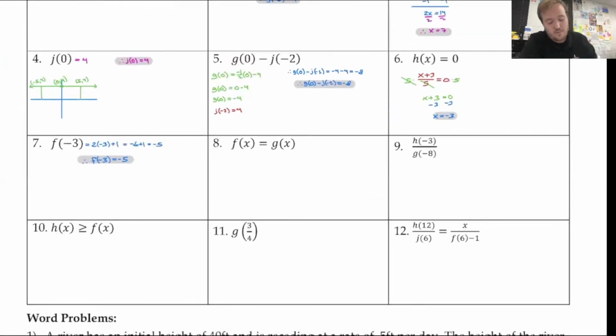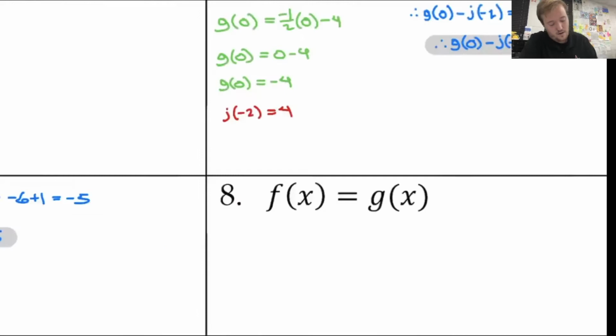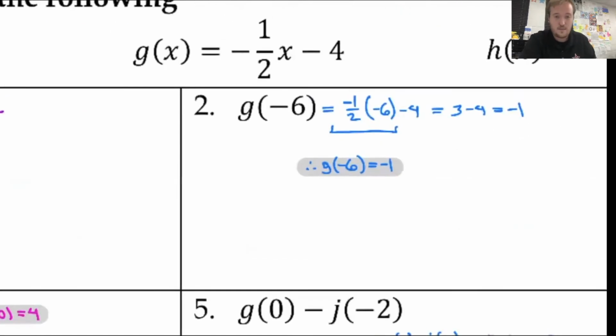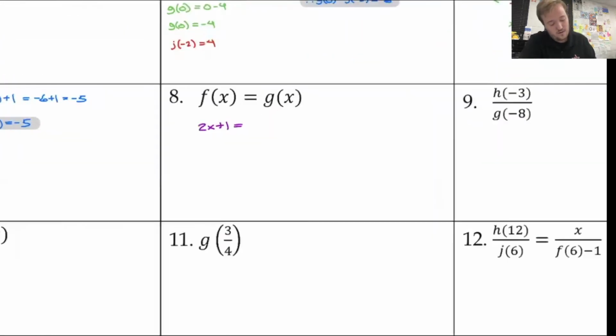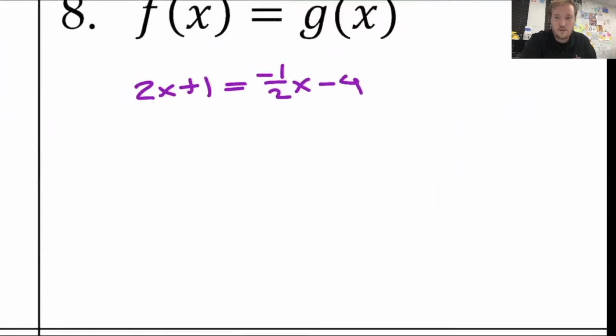Starting with number 8. What these are saying is I want to set F of X equal to G of X. So I'm going to find the values in which those two equations would be equal. F of x is the same as 2x plus 1. G of x is the same as negative 1/2 x minus 4. So now this is kind of going back to 1b when you're solving equations.